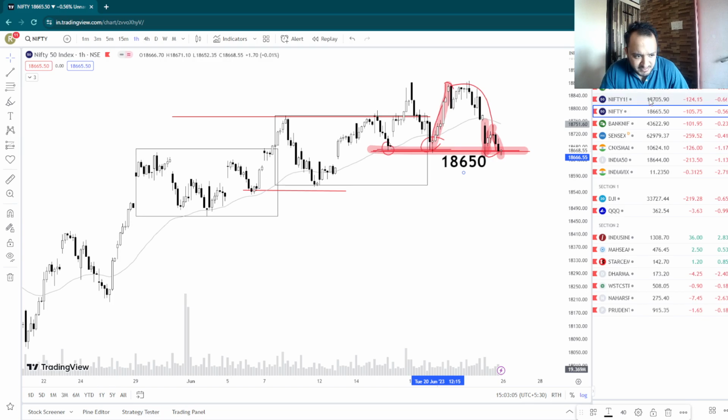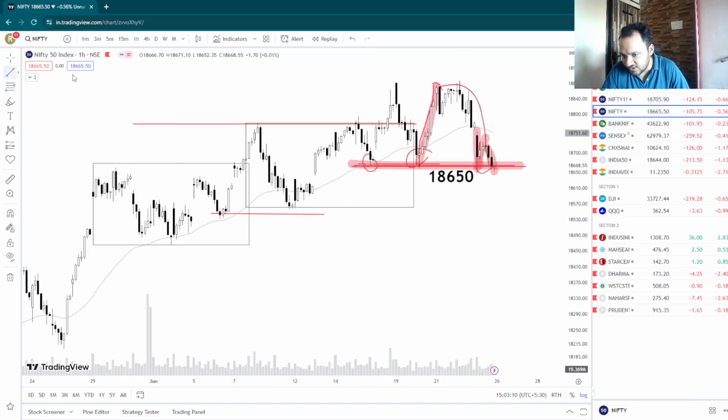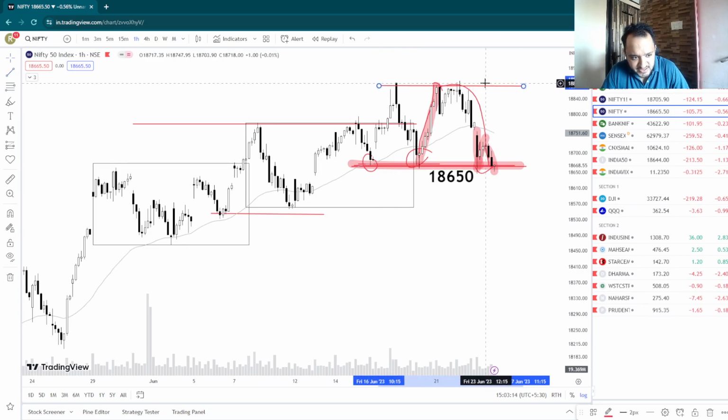Now, I'd also talked about Bank Nifty. Now, Nifty, the supply on the higher side is obviously your highest high. There is no question about this one, right? So this is the highest high which was formed around 18900.